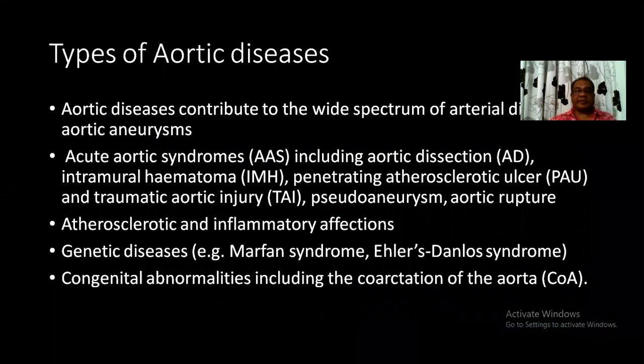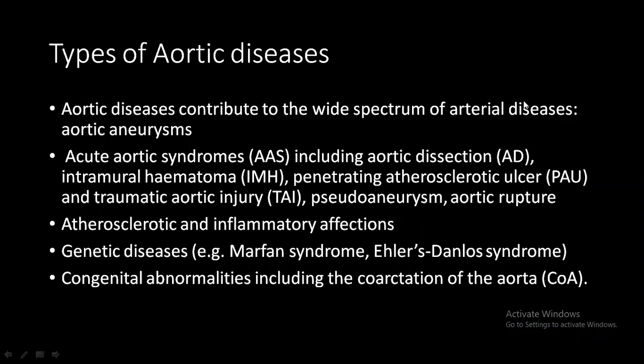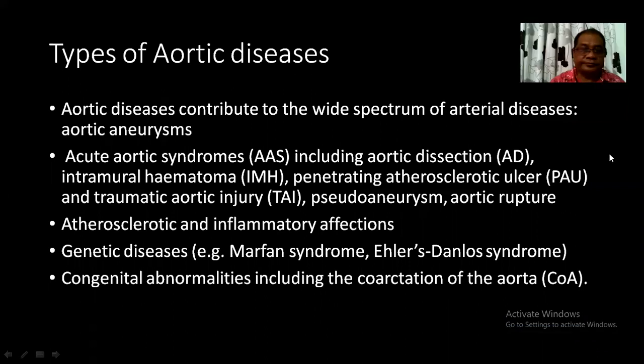So what are the types of aortic diseases? Aortic diseases contribute to the wide spectrum of arterial diseases and include dissection and aortic aneurysm also. Acute aortic syndrome includes aortic dissection, intramural hematoma, penetrating atherosclerotic ulcer or traumatic aortic injury, pseudoaneurysm, and aortic rupture.